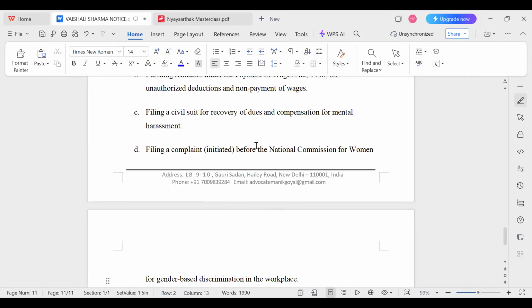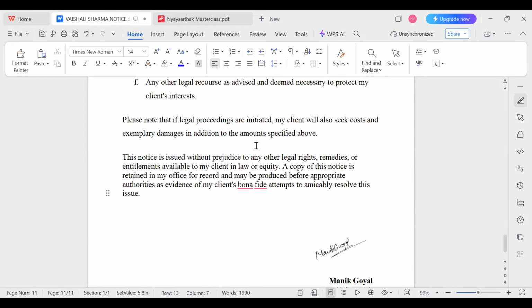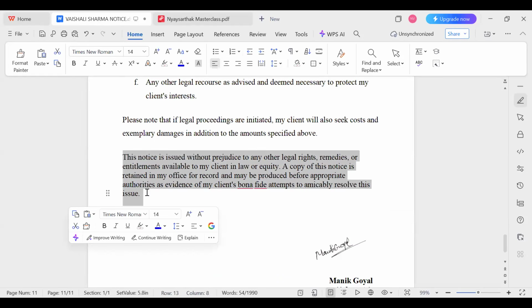Sorry, before the National Commission for Women, because usually the National Commission for Women takes up cases in which there is a major discrimination by the employer, and they have done very good work in our case also. National Commission for Women usually takes these cases very seriously. Okay, and this is the usual course. Then at the end, as a formatting, we have written that this notice is issued without prejudice to any other legal rights. Prejudice means that we are not relinquishing our rights.